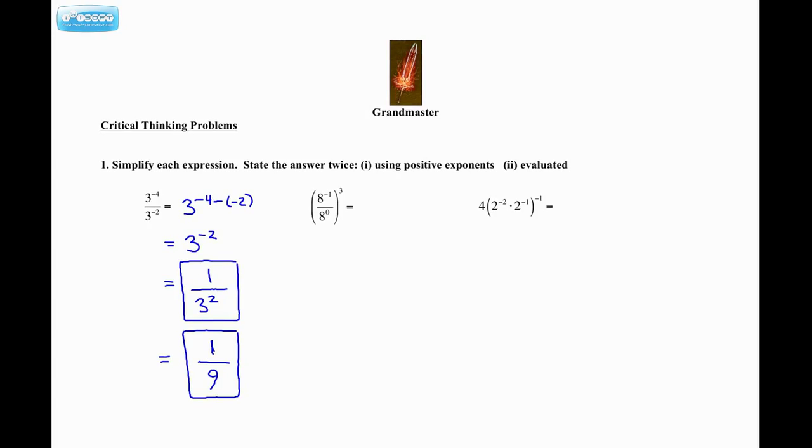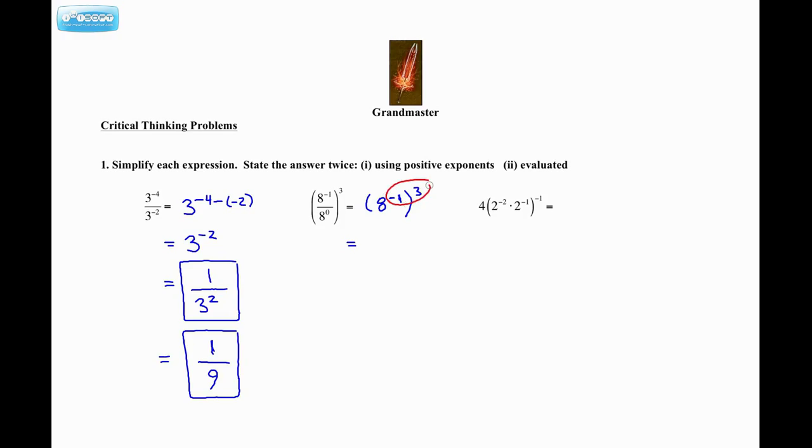8 to the power of negative 1 divided by 8 to the power of 0, all cubed. Well, 8 to the power of 0, that's just 1. And anything divided by 1, that's just itself. So this is just 8 to the negative 1 cubed. All right.